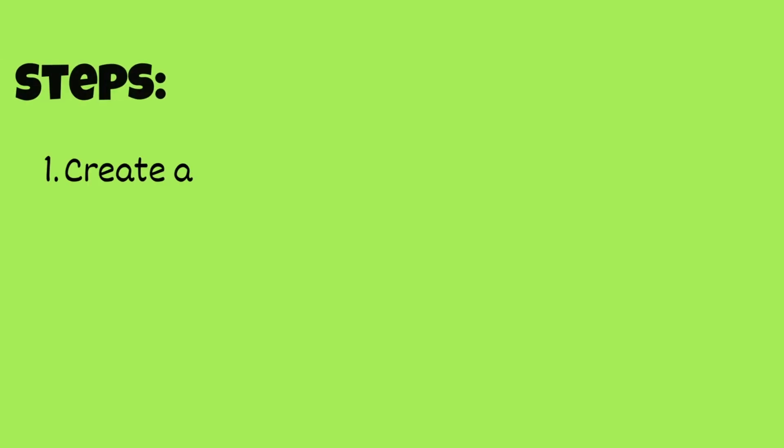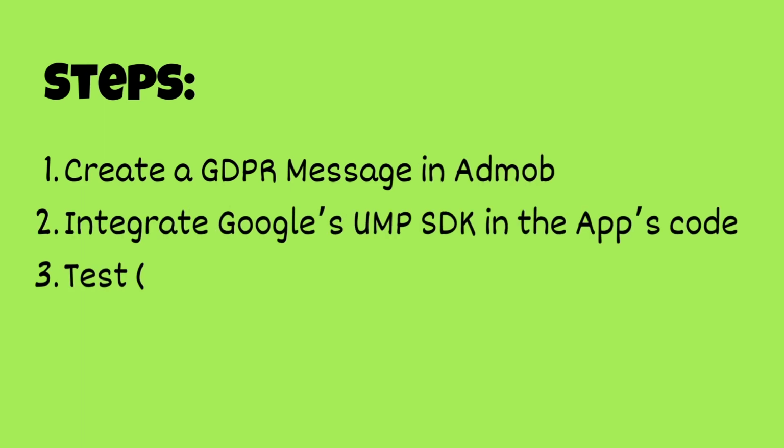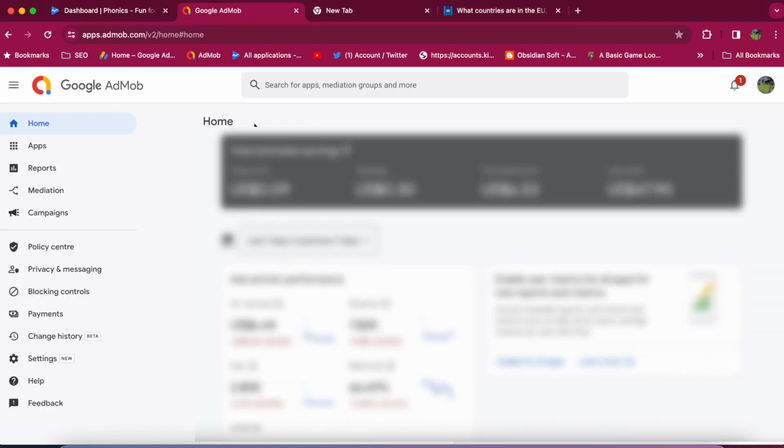The steps are: create the GDPR message in AdMob, integrate Google's UMP SDK in your app's code in Android Studio, and optionally test your consent form. First thing is to make the GDPR message. Open up AdMob. My pink warning here that might be coming for you has disappeared. So there will be a red button saying create your GDPR message.